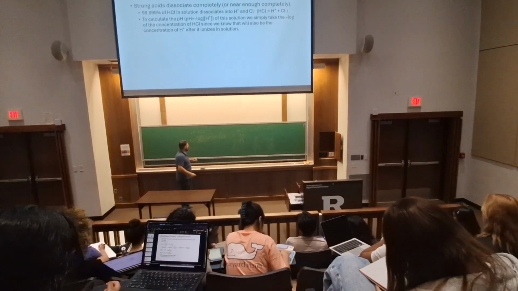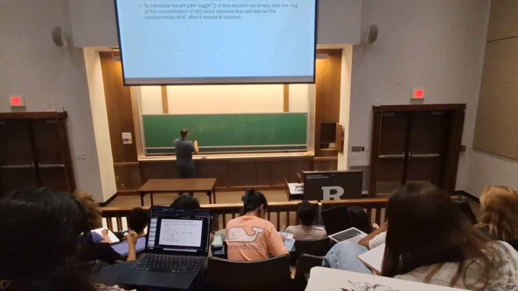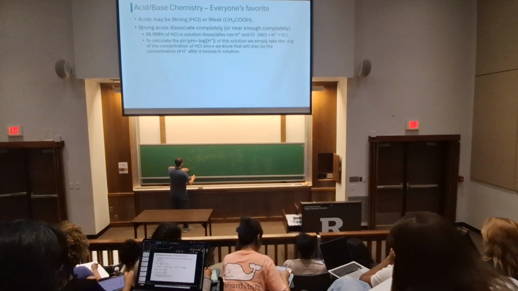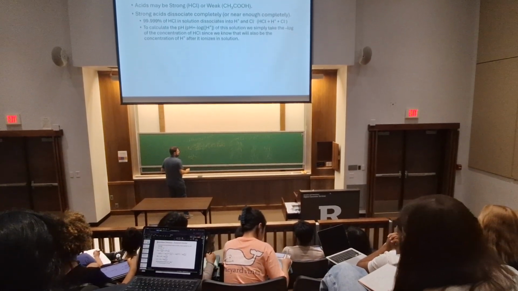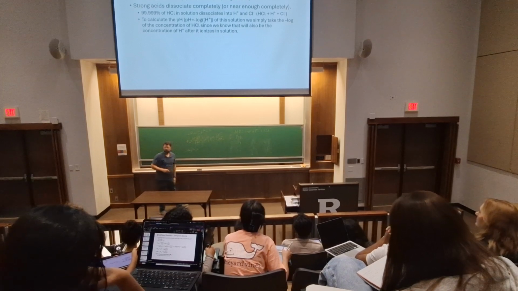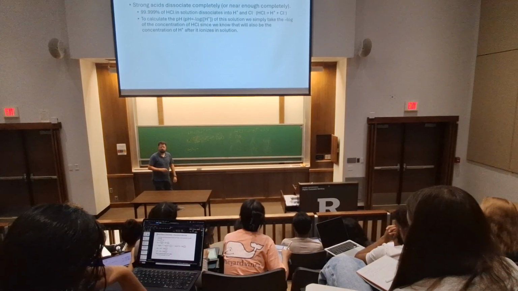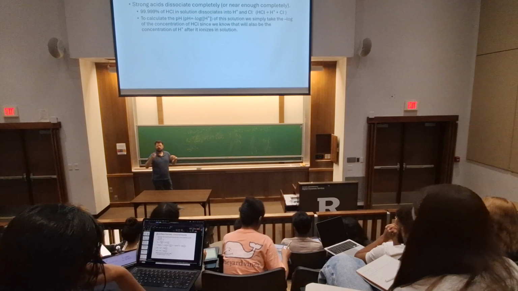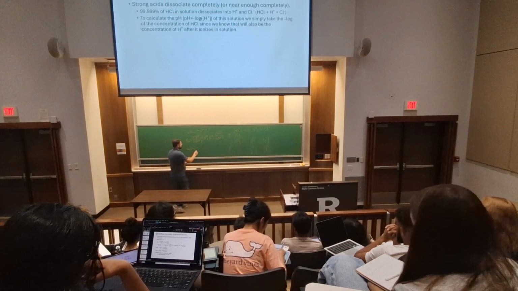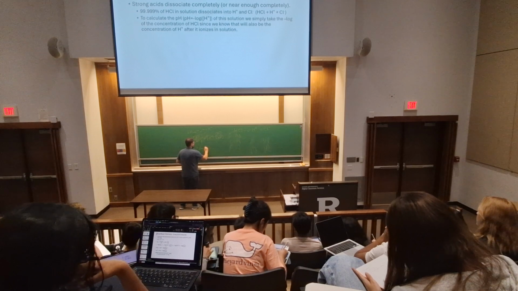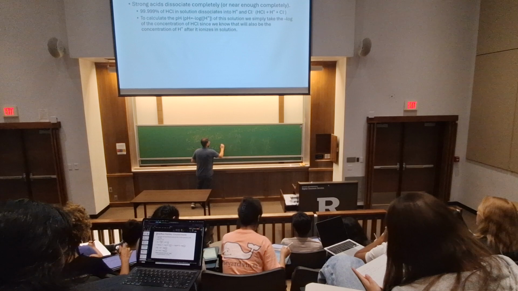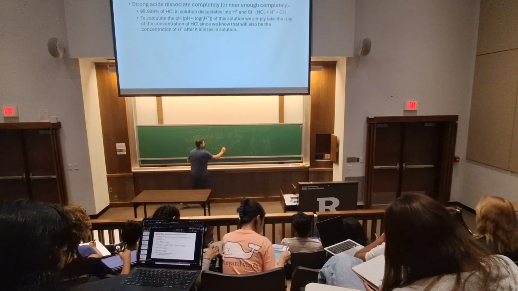Let's take the log of both sides. The log of Ka equals the log of H plus times A minus over HA. And we know from our log rules, which everybody remembers from math, that when we have log of A times B, that equals log of A plus log of B. So we can say that instead this is log H plus plus log A minus over HA.